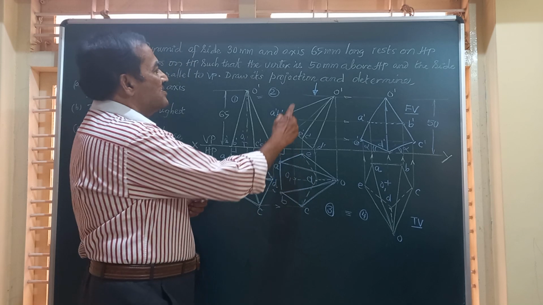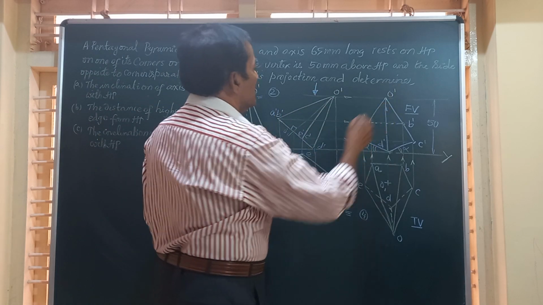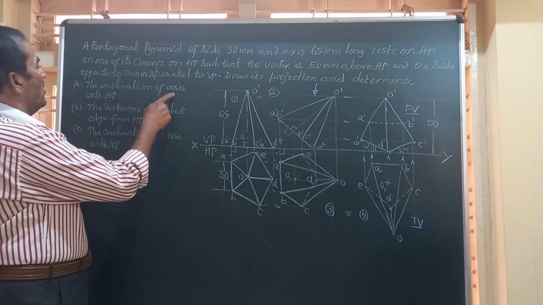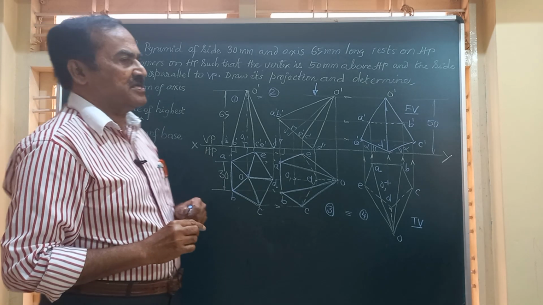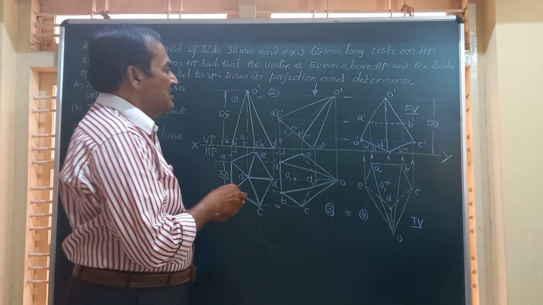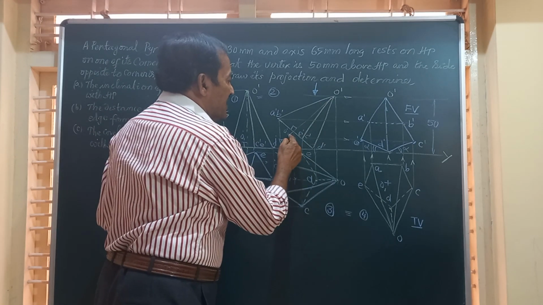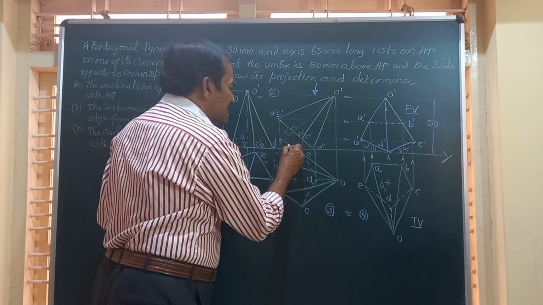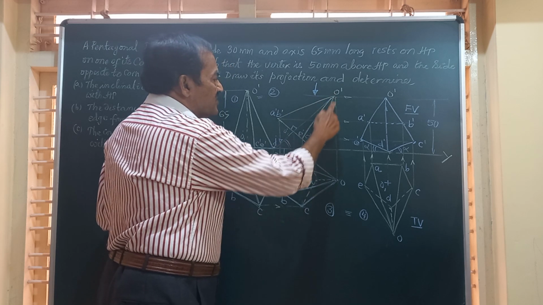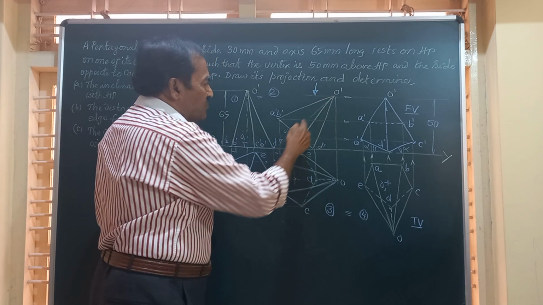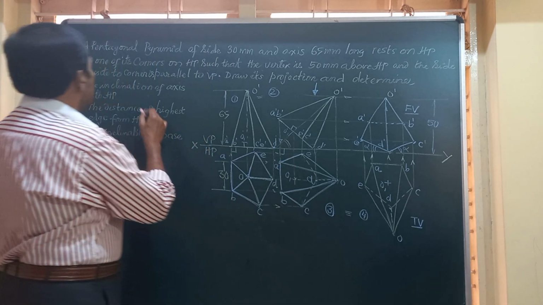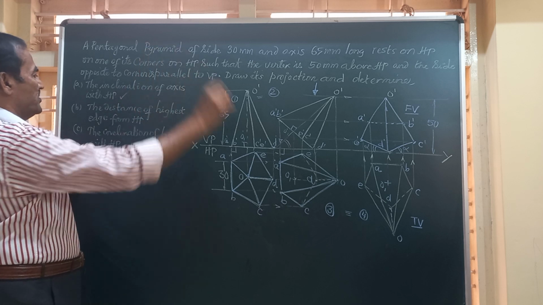And before that, let's see what all that is asked in this question. We have been asked to determine the inclination of the axis with HP. Friends, look here. Axis is O dash, O1 dash. Inclination of the axis with HP means this angle. So after construction of this triangle, if you project this line, you will get this angle. That's the inclination of the axis with HP.